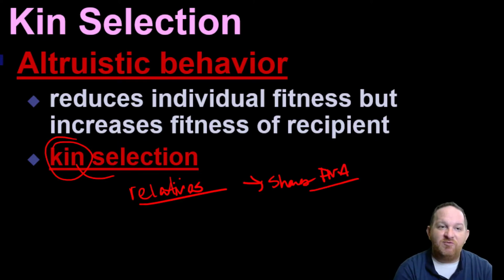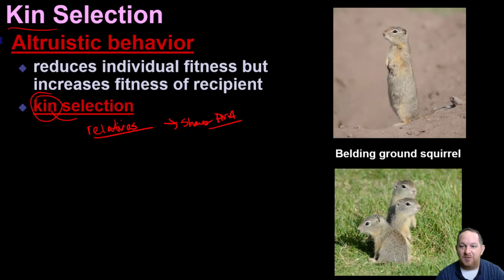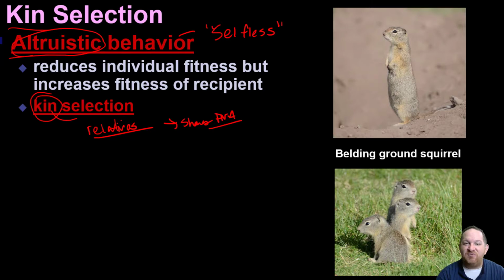So what we found over time by watching some animals, particularly this one here, the Belding ground squirrel, is that they display altruistic behavior. And if you think of altruism, a lot of people say another word for that is maybe selfless. So they sacrifice themselves, or they do selfless things, and that may reduce their individual fitness, but it increases the fitness of their community, of the other Belding ground squirrels.